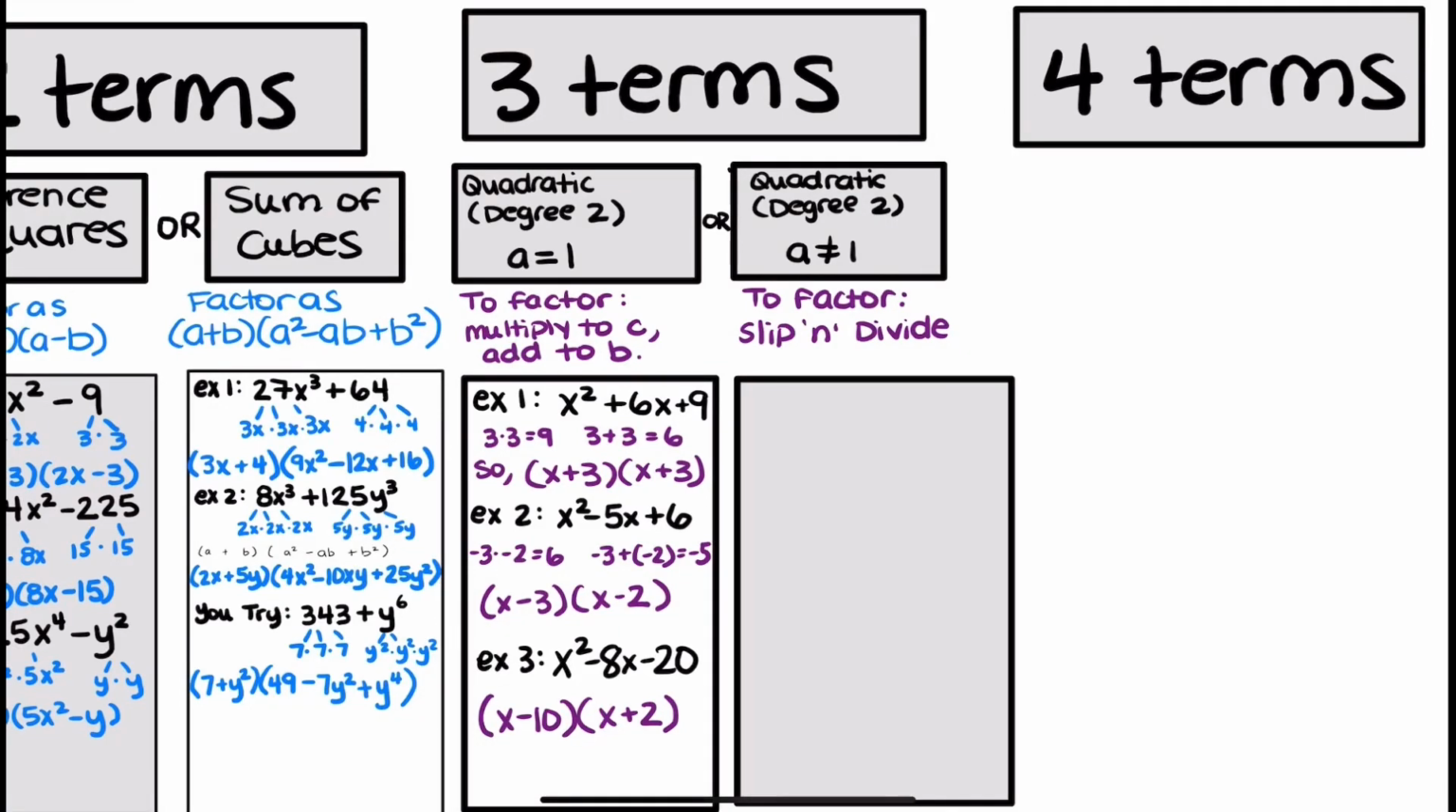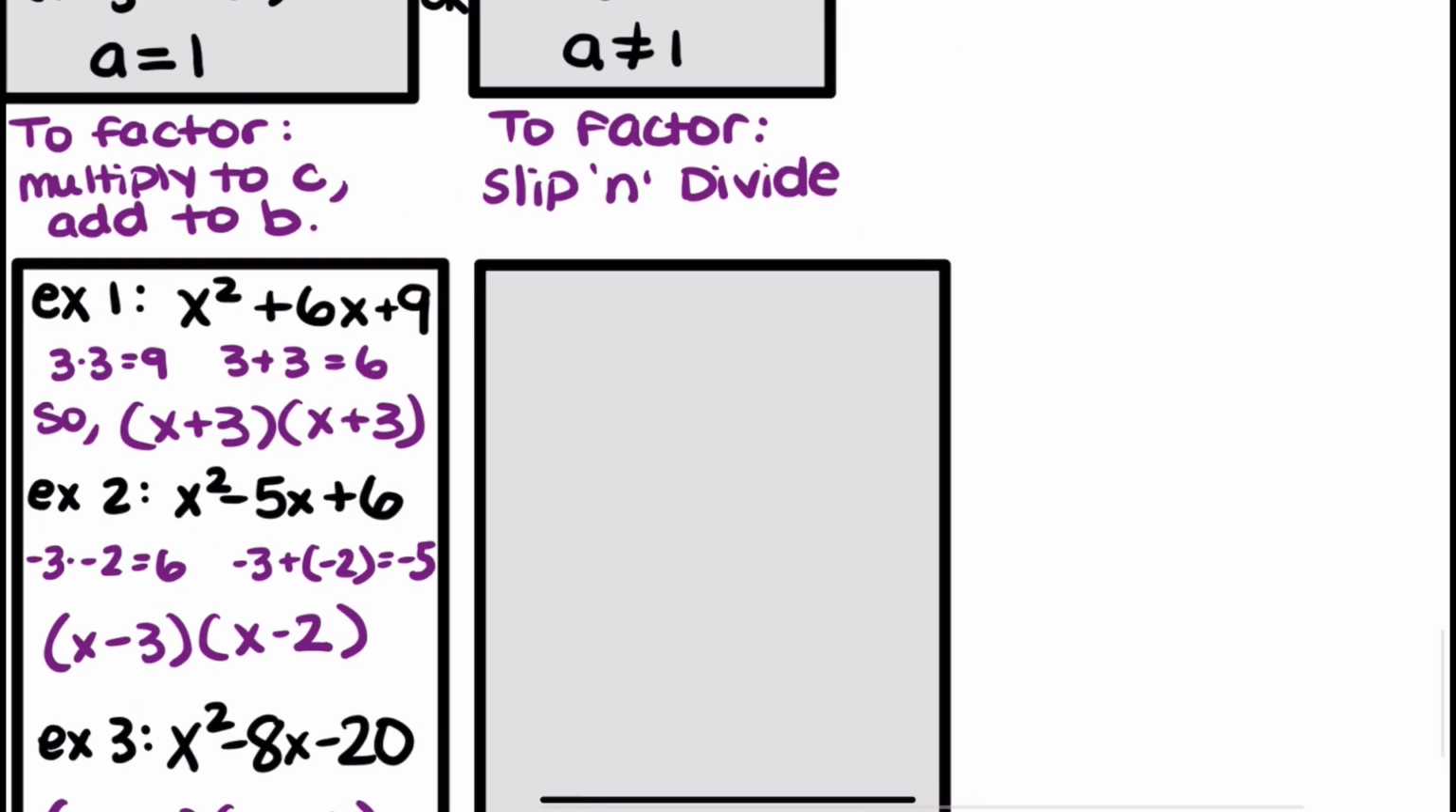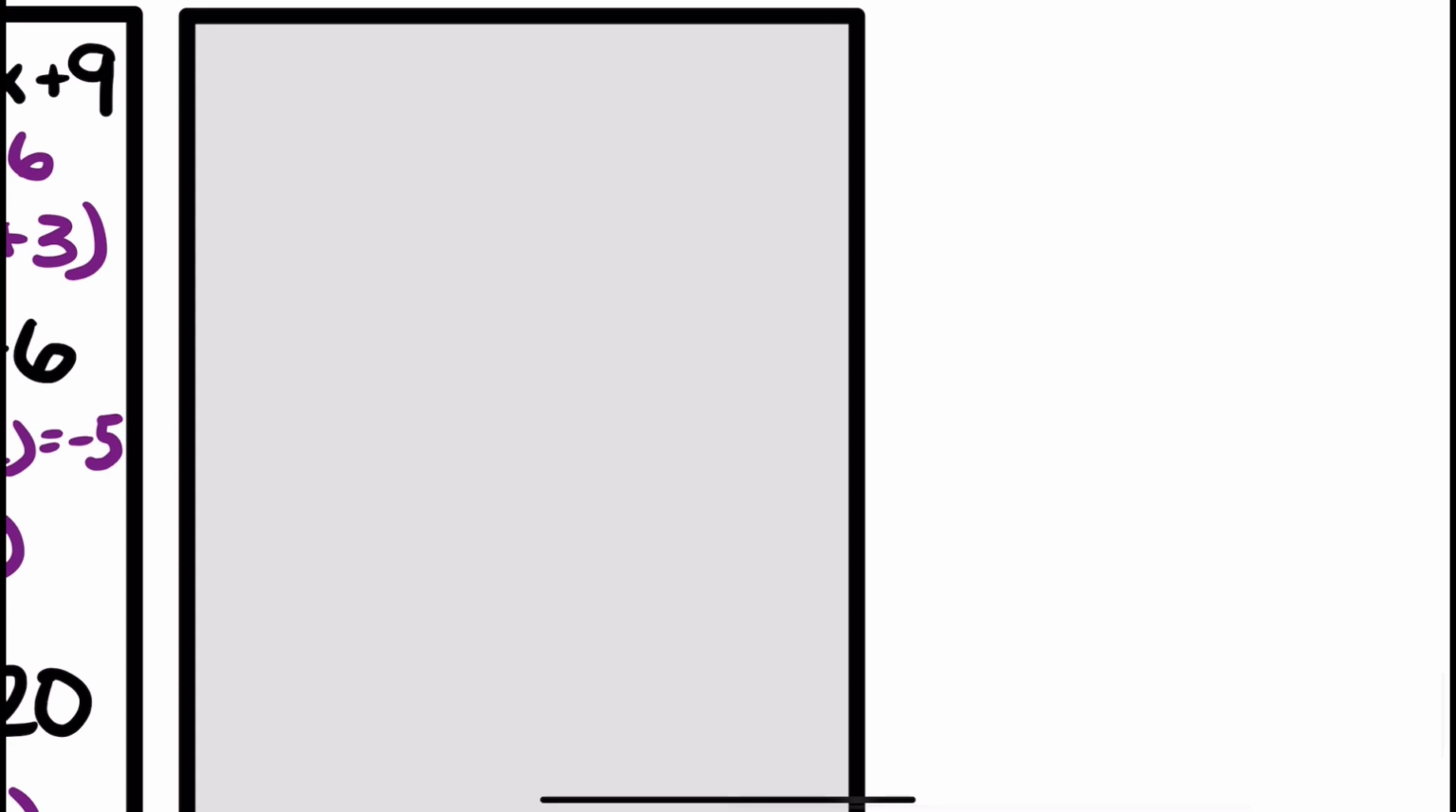So in the previous video, we factored two-term polynomials. We also did three-term polynomials where a is equal to 1. We're now going to do when a is not equal to 1. So we're going to use the slip and divide method for this. Example number 1 is 4x squared minus 15x plus 9.